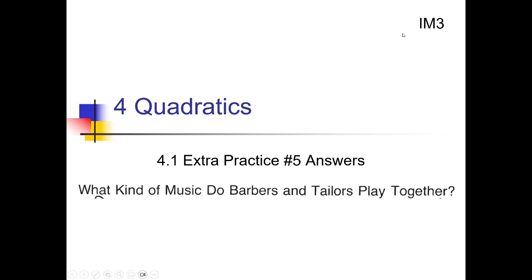This is the IM341 Extra Practice number 5 solutions on solving quadratics by factoring. Now there's a puzzle that goes along with this. Let's go ahead and check that out.